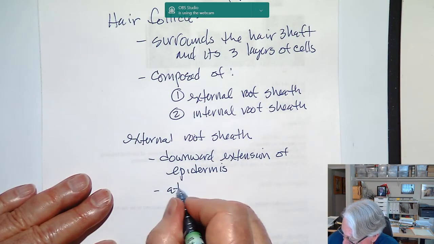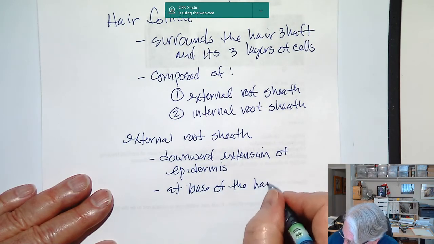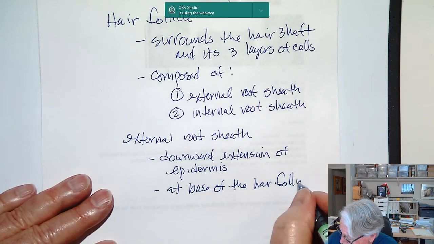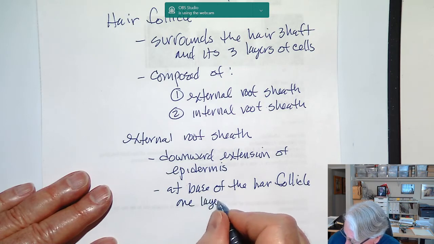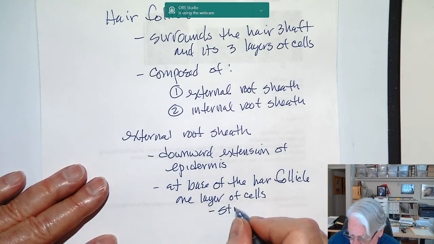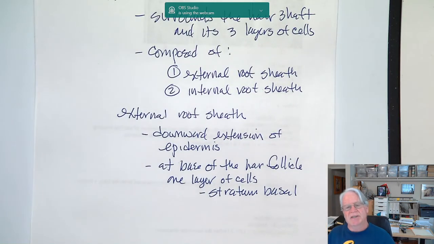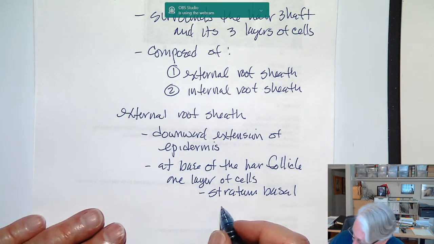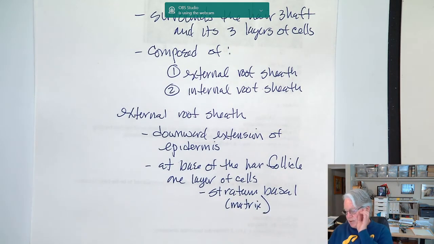And at the base of the hair follicle, it is a single layer, one layer of cells. And that layer should not surprise you, is going to be the stratum basale. And we know about the stratum basale. That's the layer that is mitotically active and is producing all the cells above. So this is going to be the matrix. That's going to be the matrix.